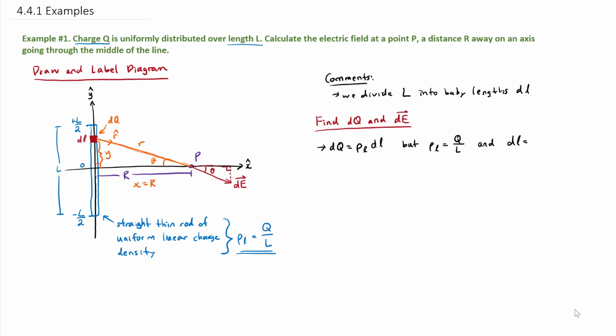And dl, as we know, is simply, if you think about it, the change in length, but here I have the y-axis, so isn't it exactly the same as the change in y? So dl is equal to the change in y, dy. So just remember, we always have to change our differential elements back into something that we can integrate, and we can integrate with respect to x and y here, so we want to change dl to dy. So then dq is now equal to Q over L dy.